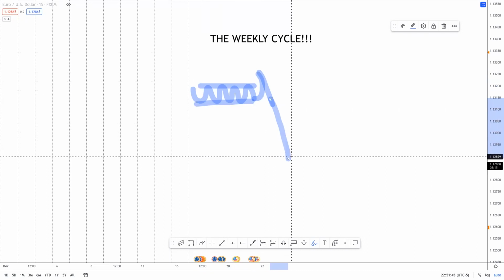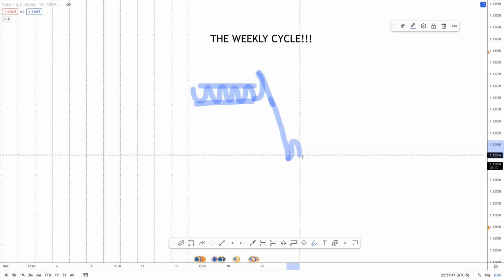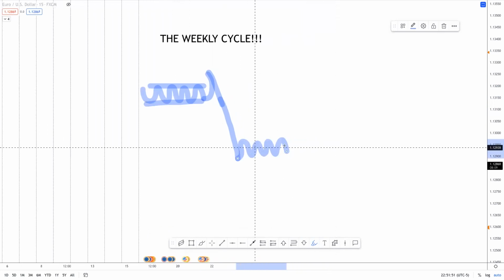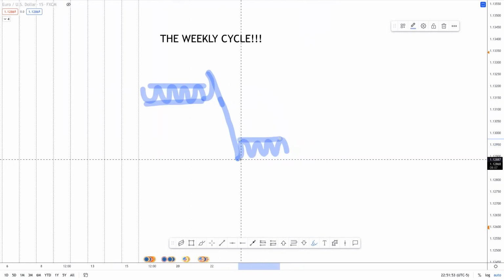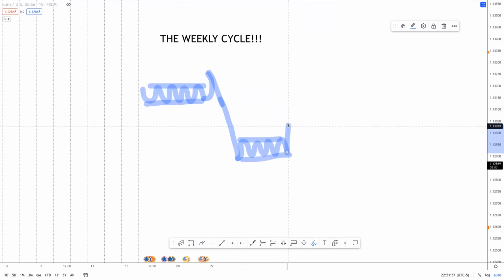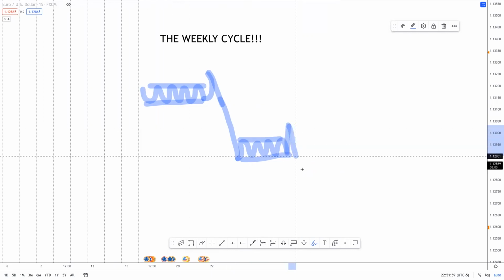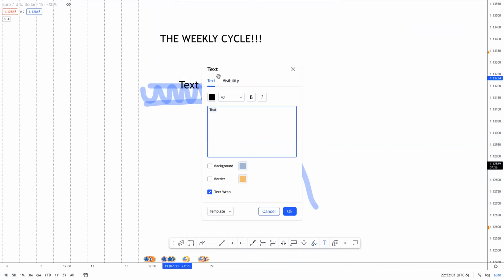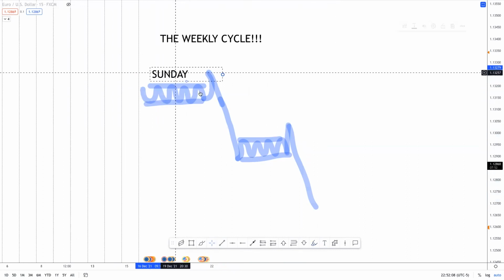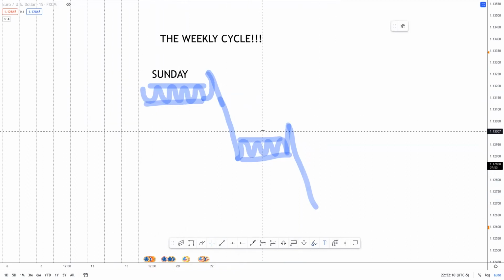Coming into Monday, Monday is generally the false move of the week. So here's the Asian session buildup on Monday. Here we have, again, fake stop hunts to the high, and price moves down on Monday. So let's go ahead and mark this out so you guys understand how the cycle is going to form.